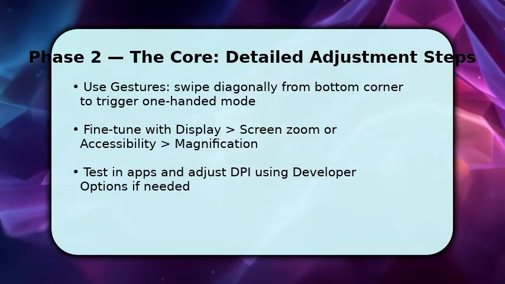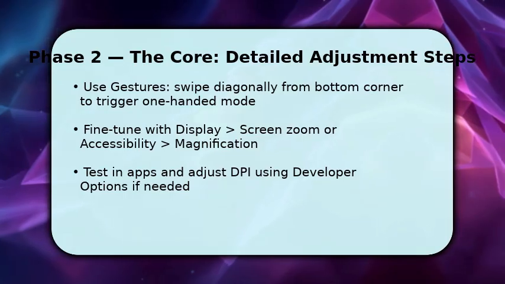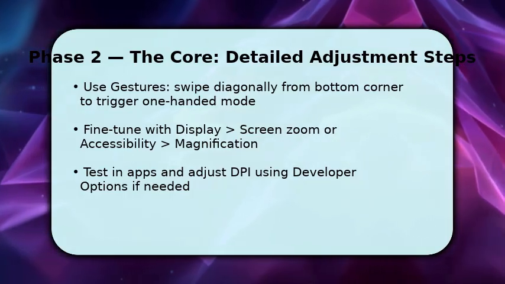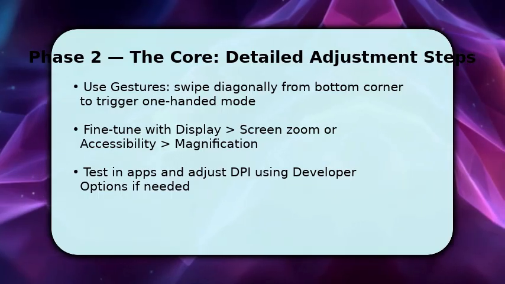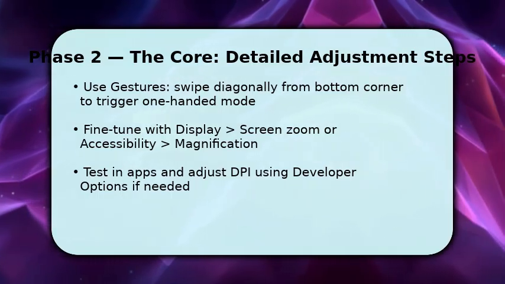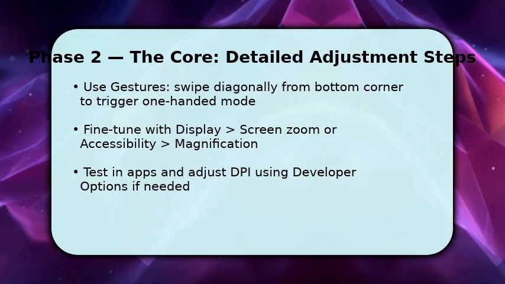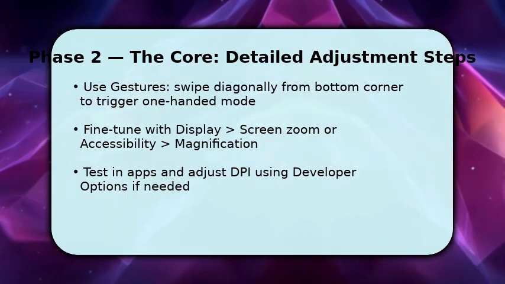If an app still looks off, enable developer options and change the smallest width DPI, carefully. Lower numbers make UI elements larger relative to the screen. Higher numbers make them smaller. Test repeatedly so visuals stay useful.